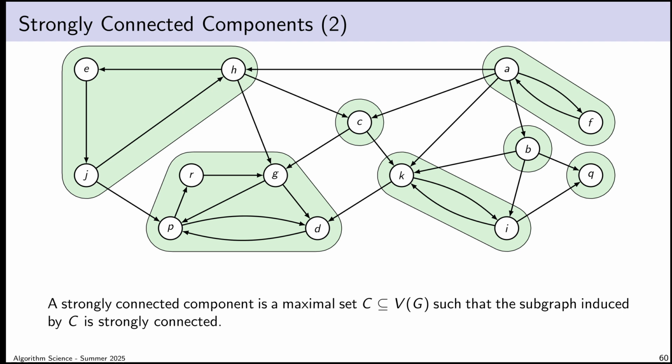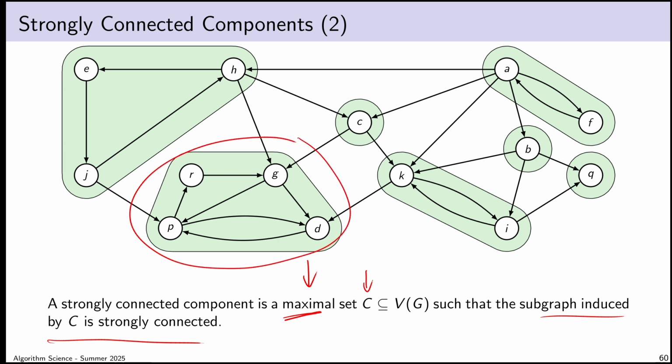A formal definition, and I warned you earlier that my formal definition of strongly connected components doesn't look very much like my definition of undirected connected components. A strongly connected component is a maximal, oh that's a nice word, a maximal set of vertices C such that the subgraph induced by C is strongly connected. Okay, that's a bit of a dense definition, so let's work backwards.